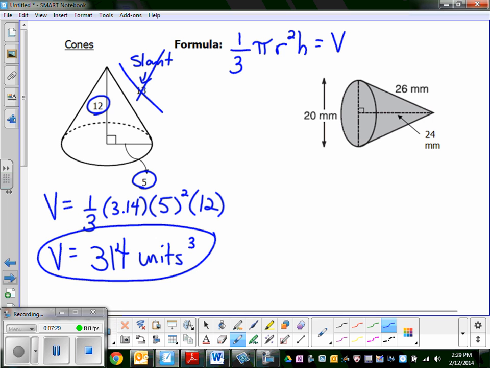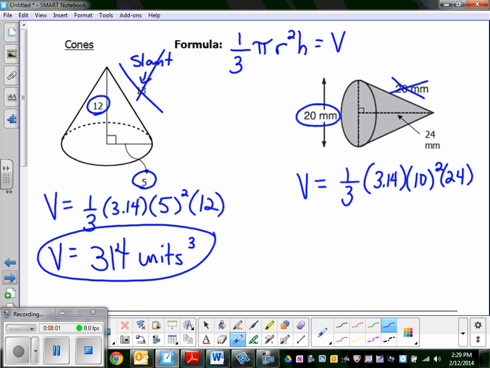Pause the video and see if you can substitute the numbers into the formula correctly for this second example. All right, when you do so, you should end up with the volume is equal to 1/3 multiplied by 3.14 multiplied by 10 squared multiplied by 24. The 26 is not needed here because that's a slant and we're working with volume. The 20 is a diameter, thus cut it in half to get our radius and the height of 24.